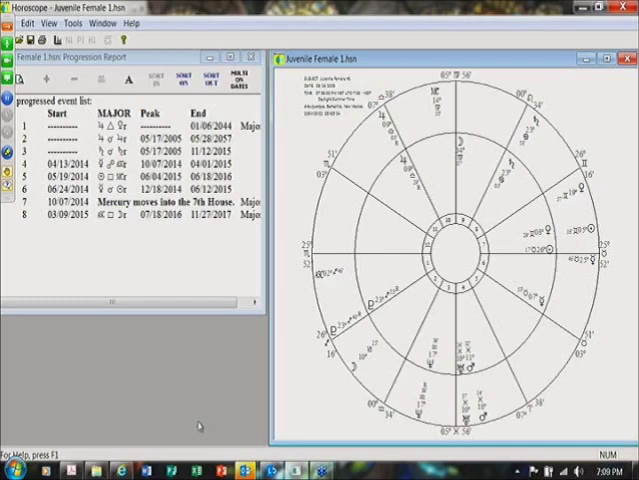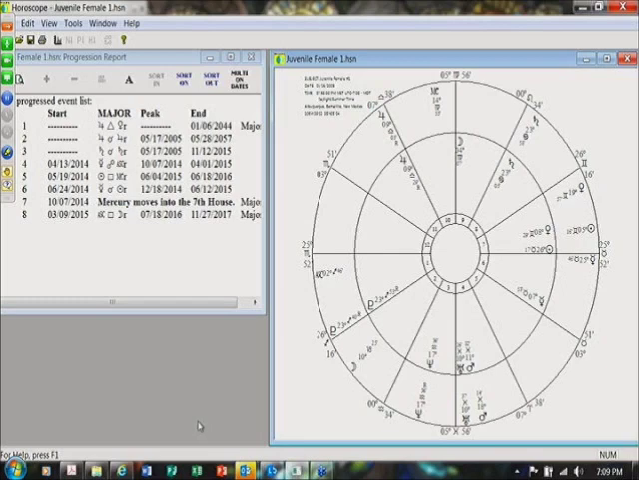Certain aspects are more powerful than one another. For example, conjunctions and oppositions are extremely powerful, as are parallels. Squares and sextiles tend to be moderately powerful, as do trines. Semi-squares, sesqui-squares, inconjuncts, semi-sextiles tend to be moderate in their expression. You have different strengths of aspects.